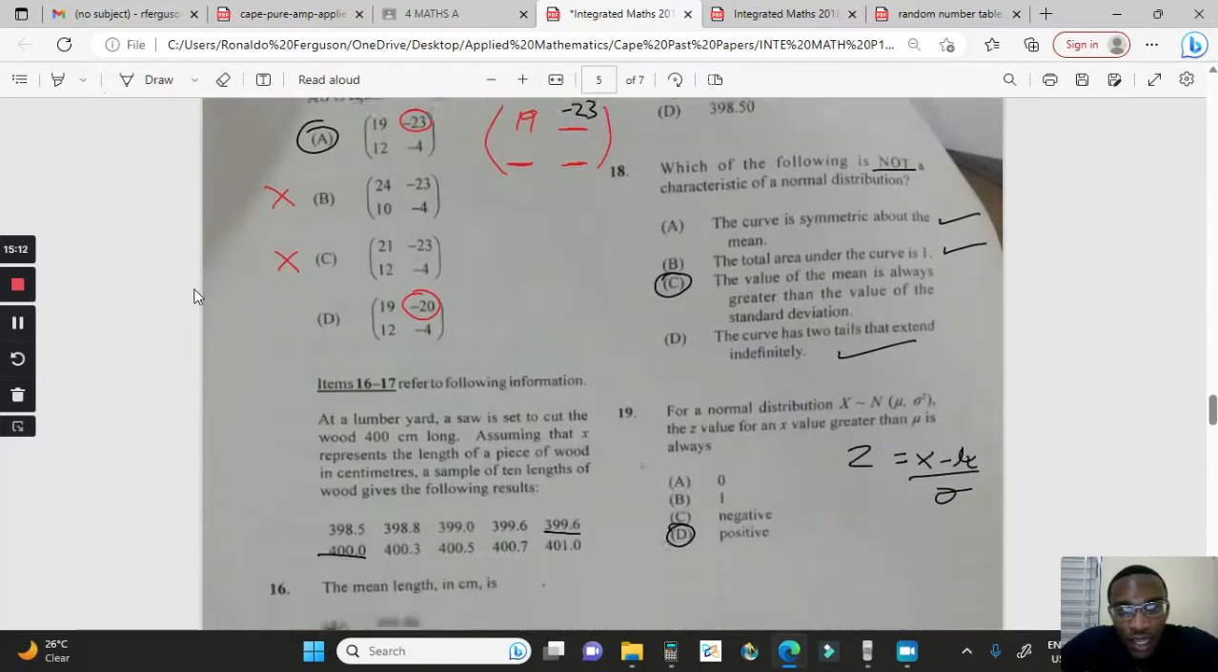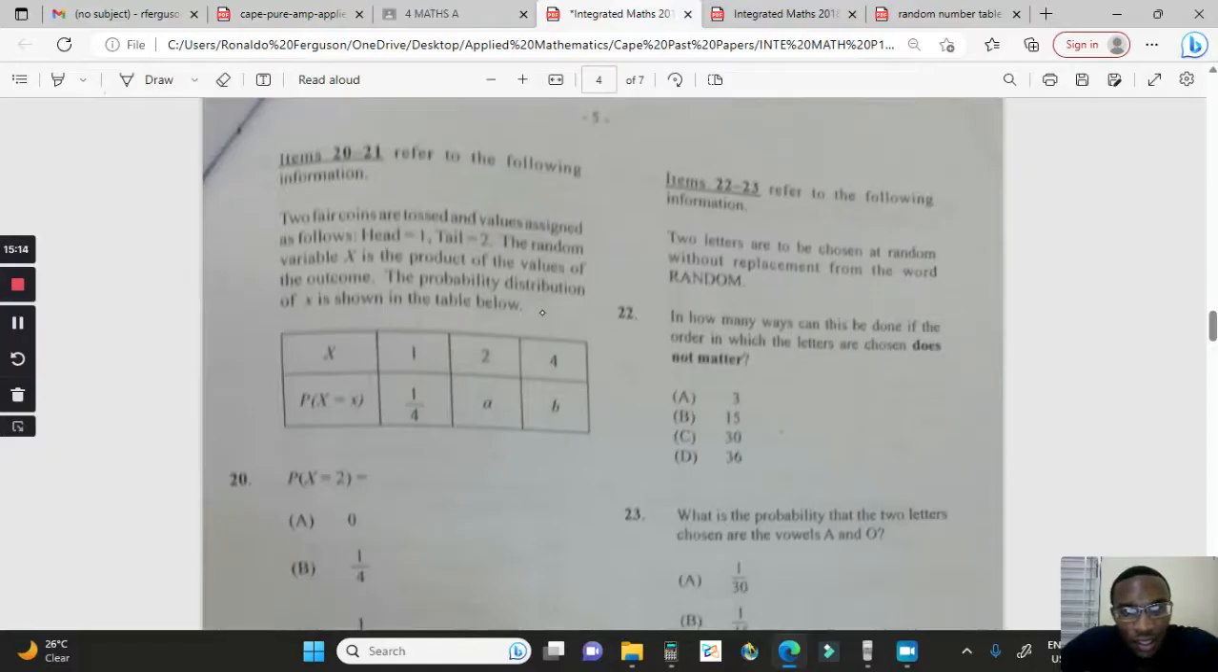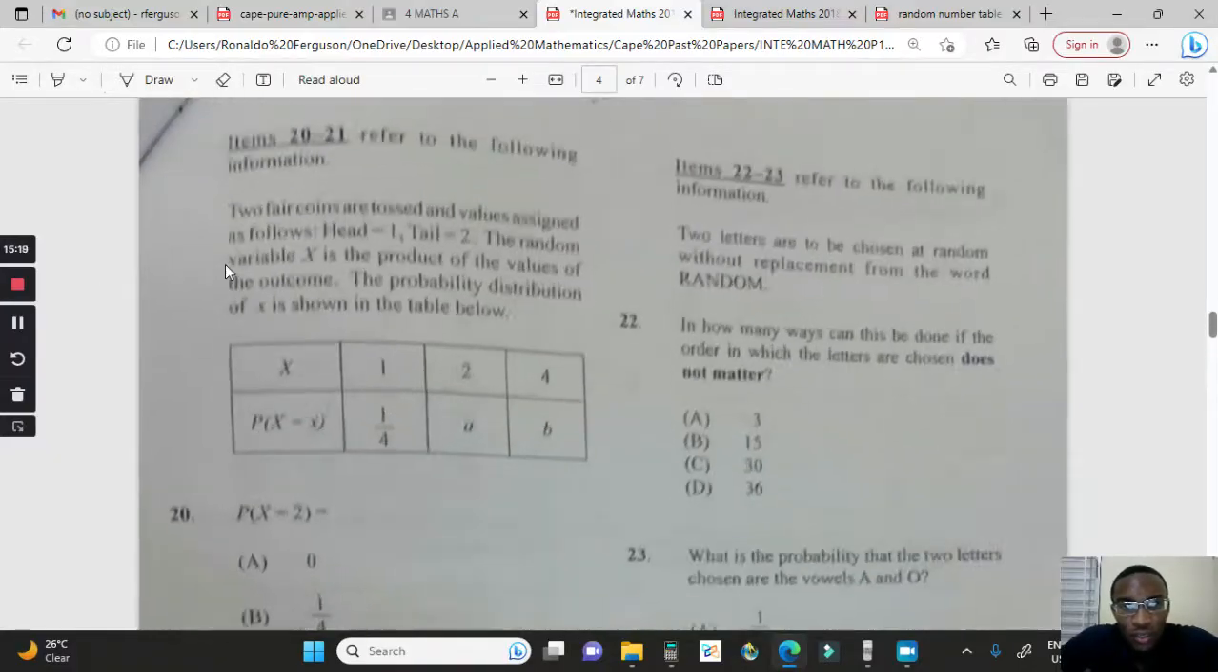All right, so the next is 20. All right, so this looks blurry. I don't know if it looks blurry to you, but it's very blurry to me, and it's not my fault. It's just how it is on the website.